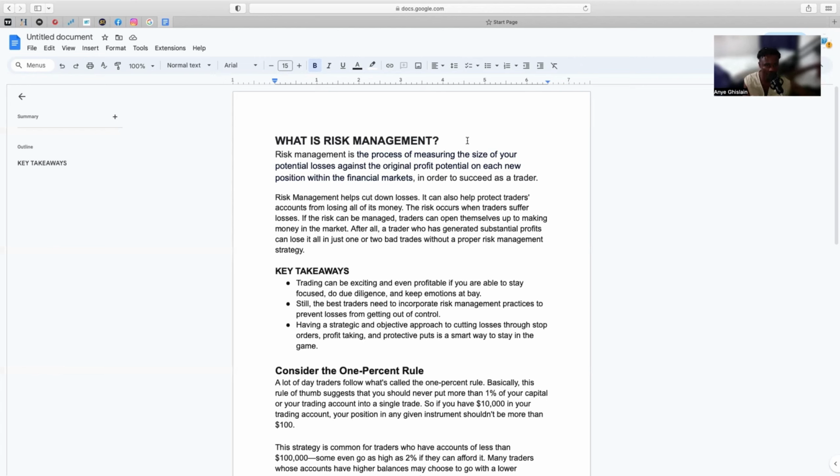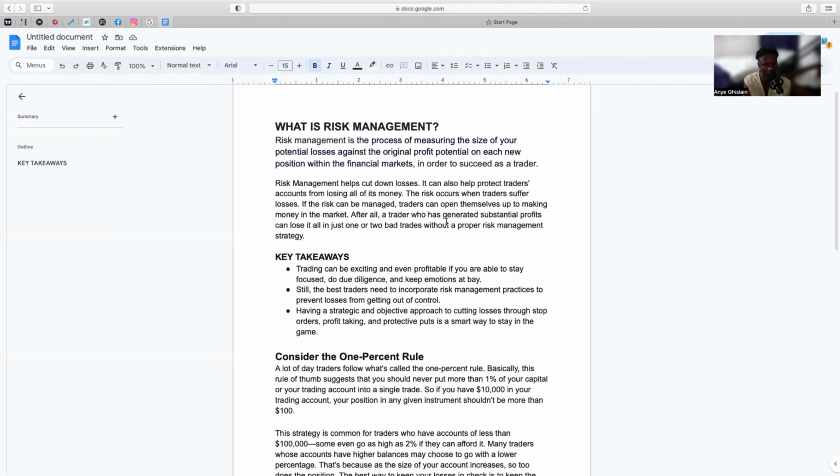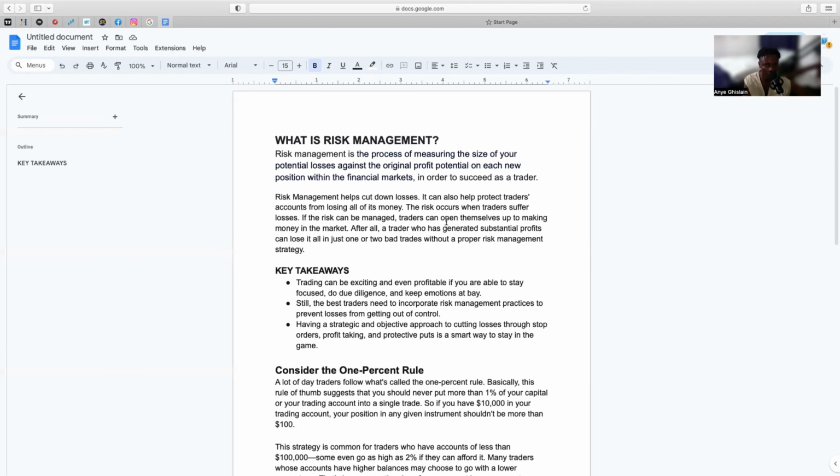What is risk management? As you guys can see on my screen, if you can take a screenshot of this, then that would be good, right? So you can read it after, or you come back and watch this video anyways. Still the same thing. Risk management is the process of measuring the size of your potential losses against the original profit potential, right? On each new position within the financial market in order to succeed as a trader.